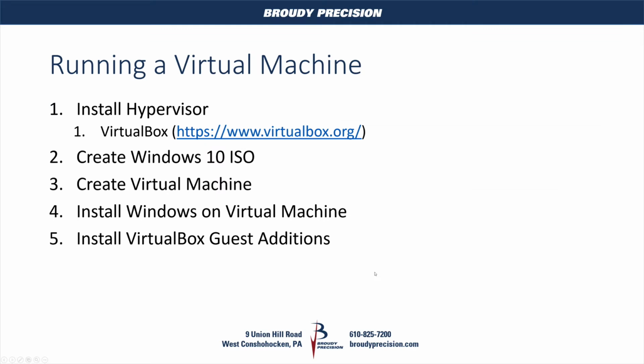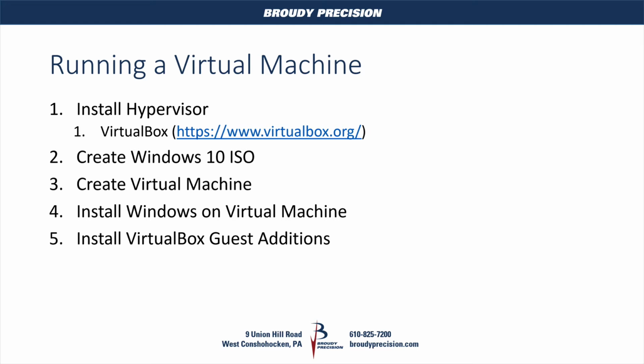So what does running the virtual machine look like? Well, first we're going to install our hypervisor. Like I said, we're going to use VirtualBox for that. Then we're going to create a Windows 10 ISO. And an ISO is essentially just a file that is a CD, essentially.